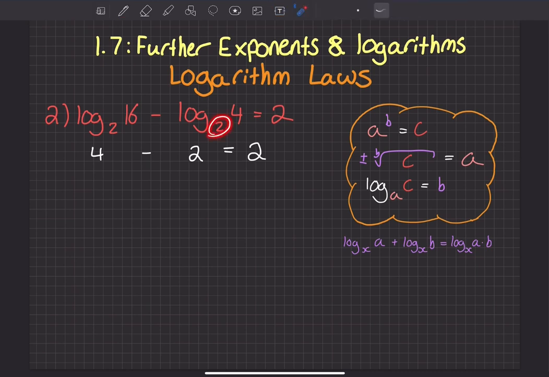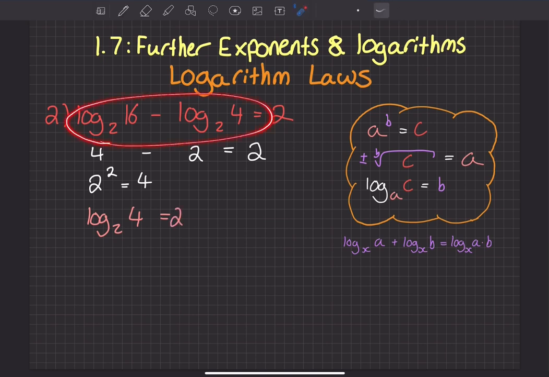And again, our base is 2 again, so we're going to put 2 as the base. And our answer is 2, so 2 to the power of 2. And this gives us 4. So let's write this here as a logarithm again. So if you do that, we would have log base 2 of 4 is 2. So now we have this here equals 2, and this here equals 2.